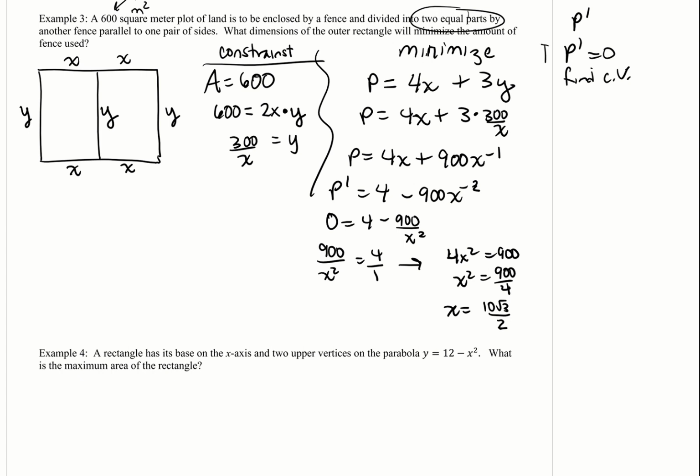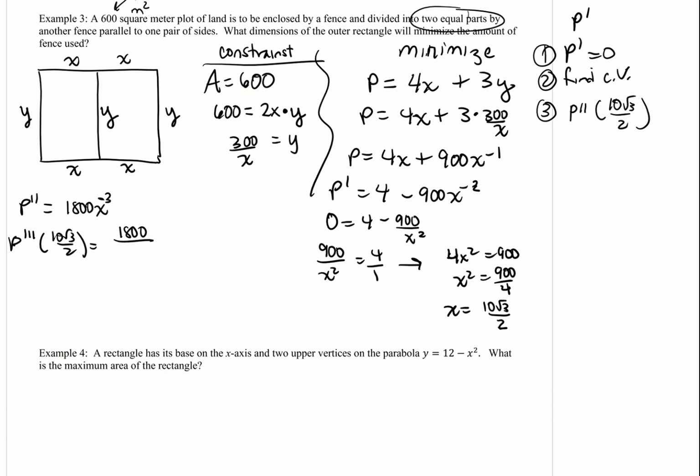I do need to verify that this is truly a minimum. So to do that, I'm going to go ahead and find the second derivative, and I'll evaluate it at the critical value I just found. So the second derivative of p would be, if I use power rule here, 1800 over x cubed. Sorry, that's a power of negative 3. So if I evaluate that at 10 root 3 over 2, this would be 1800 over 10 root 3 over 2 cubed. And that's just a positive. All I care about is that it's positive.